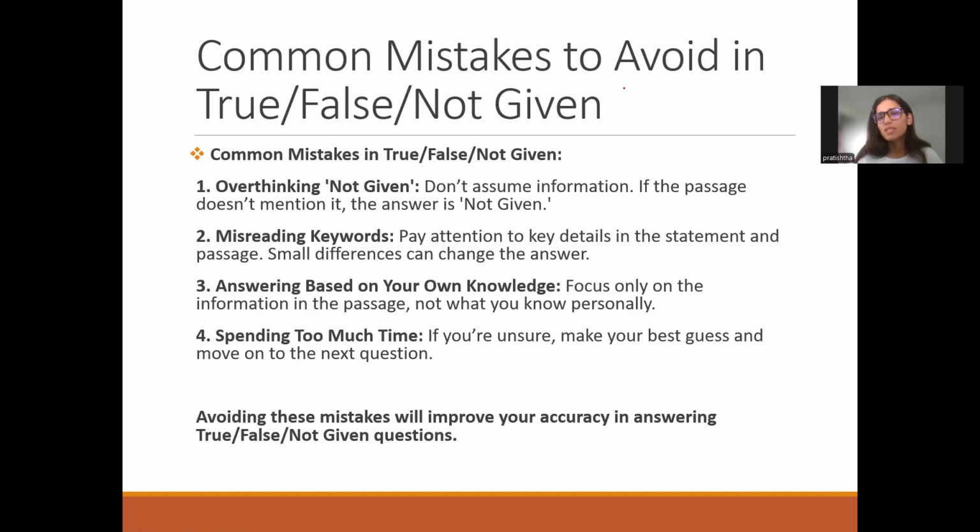We will look at some common mistakes to avoid in true, false, or not given questions. Some common mistakes are overthinking. Usually, people overthink whether it's false or just not given. If the passage literally does not have that information, it's not given. Don't assume. There is not going to be any inference in reading like this, where you will have to infer. If the information is just not there, it's not there. Don't infer and don't overthink it.